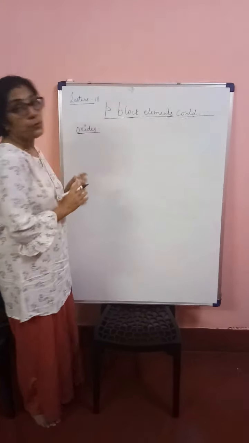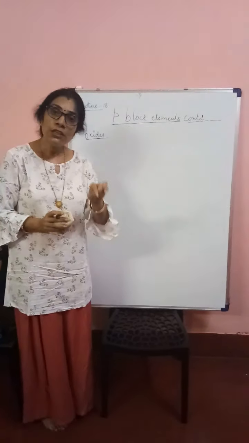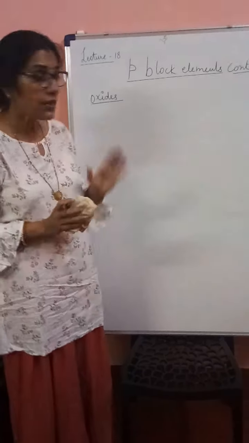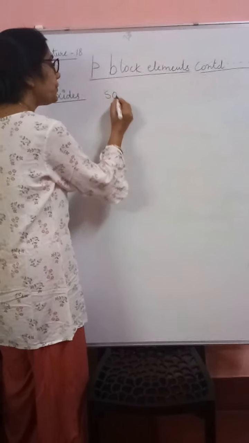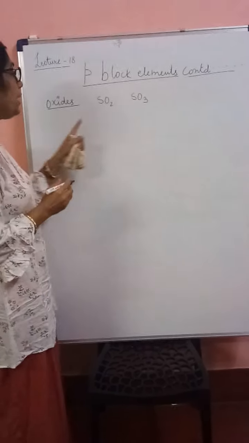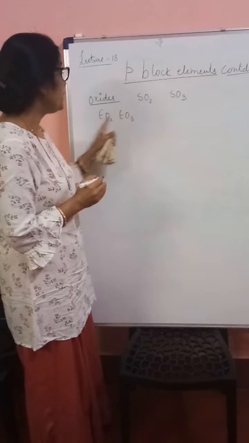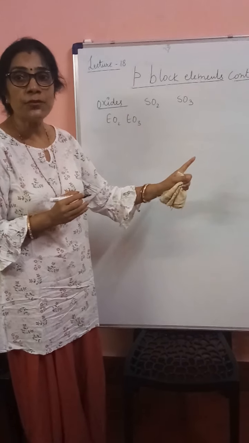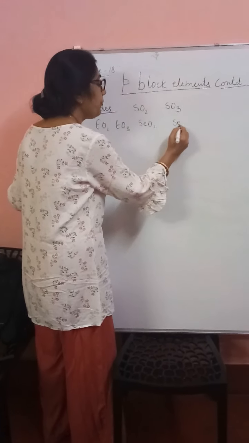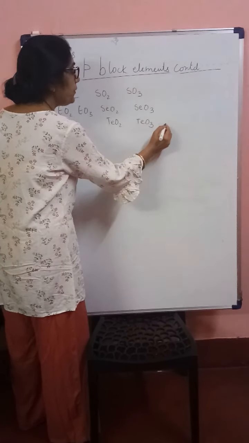Okay. So far as oxides are concerned, the first element oxygen, along with oxygen, when the rest of the elements combine, then only the formation of oxides occurs. So sulfur forms SO2 and SO3. So in general, these elements form EO2 and EO3, where E stands for the element, so they have dioxides as well as trioxides. Similarly, selenium, SeO2, SeO3, tellurium and so on.